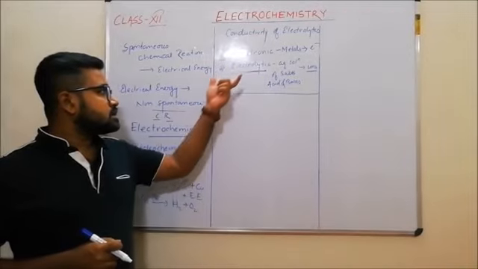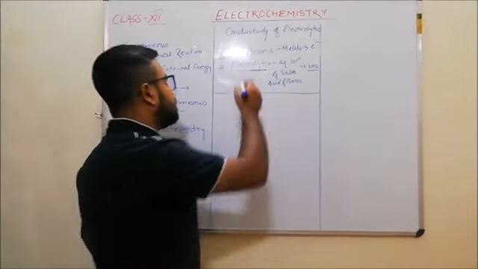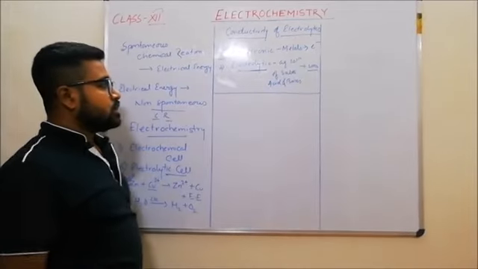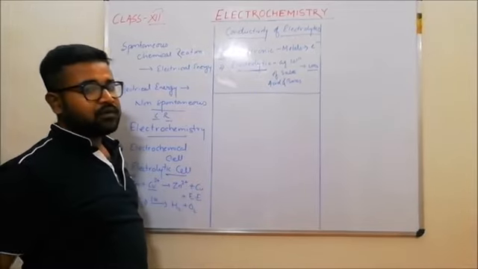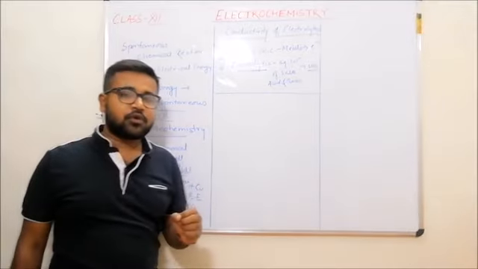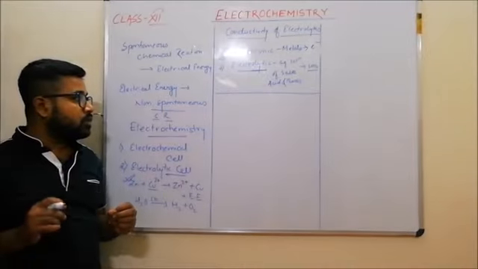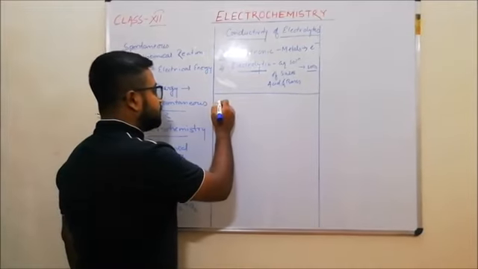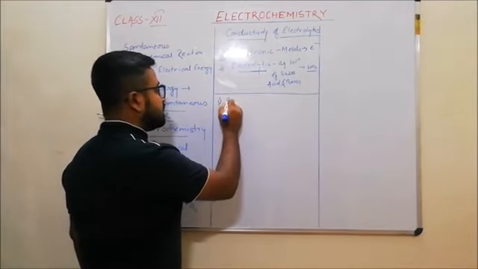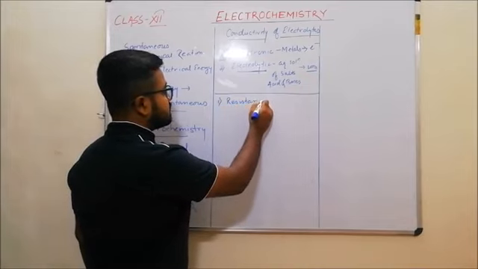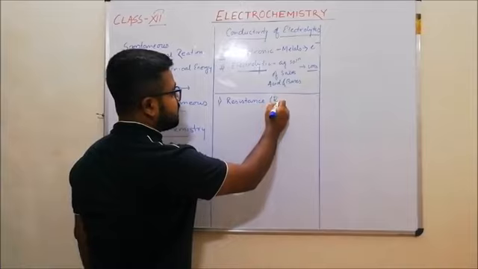So let's start with the conductivity of the cell. Our main topic is the conductivity of electrolytes. Before going to it, there are some important terms which are very important for the conductivity of electrolytes. What are the important points? First is the resistance, which is generally denoted by capital R.